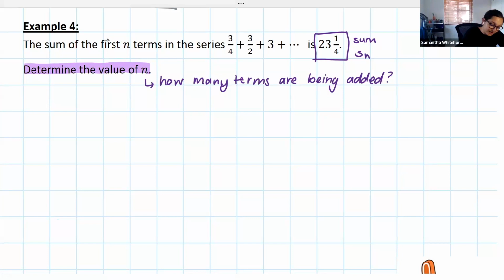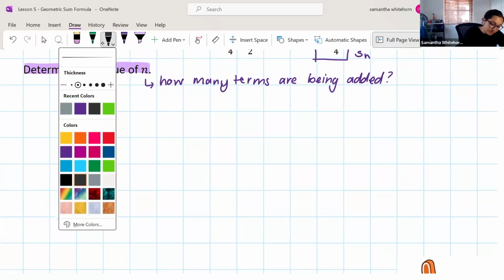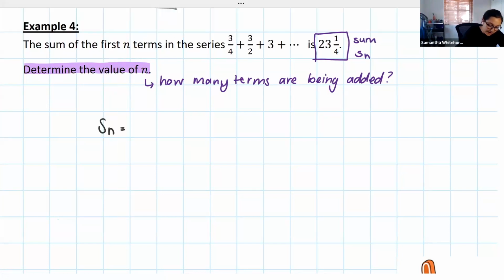All right, because I have been given the sum in this case, I can use the sum formula. That's information that I have. There's our sum formula, and we are going to substitute in what we know. We know the sum is 23 1/4. I'm just going to write that as 23,25. If you write it as 23 and then the fraction of a quarter, fine. If you want to convert it to an improper fraction, fine. We have a calculator, so whatever makes it easier for you. We know what A is. Remember, A is your first term, so A is 3/4.